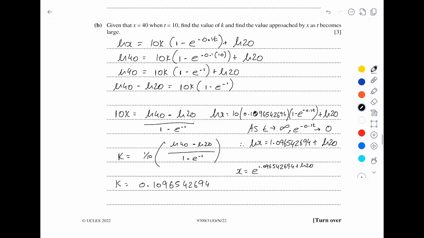What happens to our original equation then? Well, e tends towards 0, so 1.1 times 1 minus e to the power of negative 0.1t just becomes 1.1 times 1. With this in mind, we get ln x is equal to 1.1 plus ln 20, which when solved gives us x is equal to e to the power of 1.1 plus ln 20, which equals 59.9.